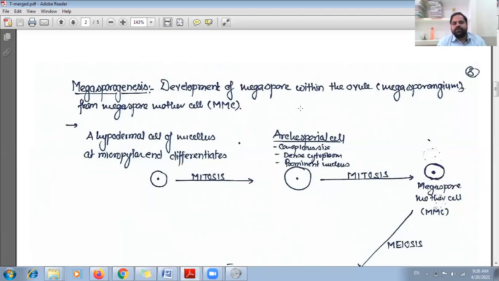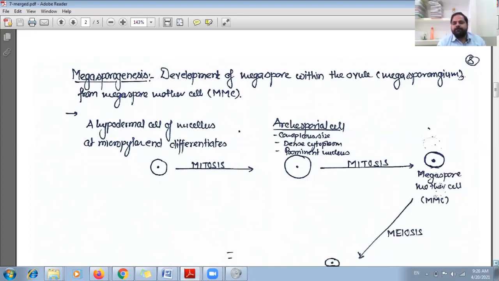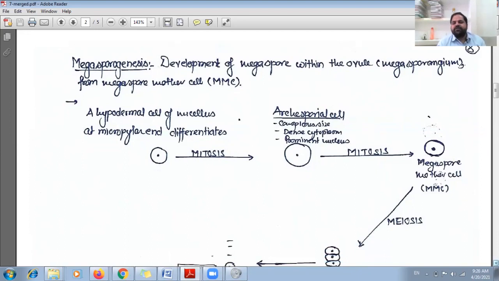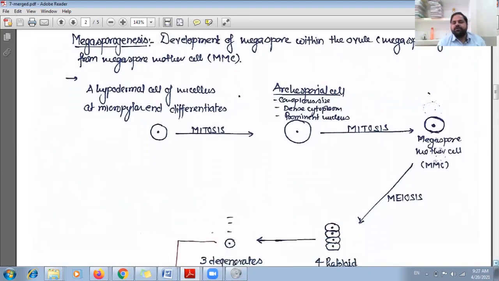So archesporial cells will be formed, and these archesporial cells will have some special structures, such as a conspicuous size, dense cytoplasm, and prominent nucleus. And after mitosis, the archesporial cell forms the megaspore mother cell. By the name we can understand this is the mother cell of the megaspore. So it will form the megaspore.